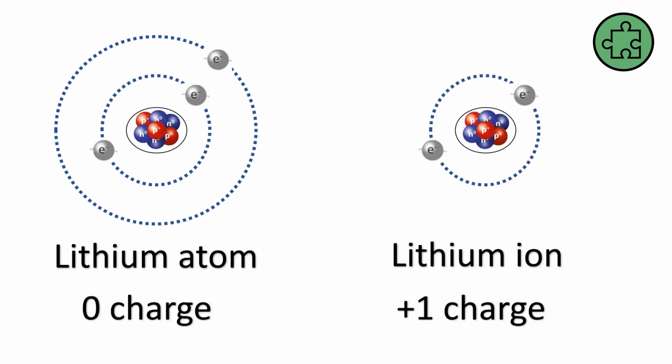Here's the lithium atom compared to the lithium ion, and you'll notice the lithium ion has lost the outer energy level and it's just got that internal energy level, which is now the outside energy level, and therefore it's stable because it's full.